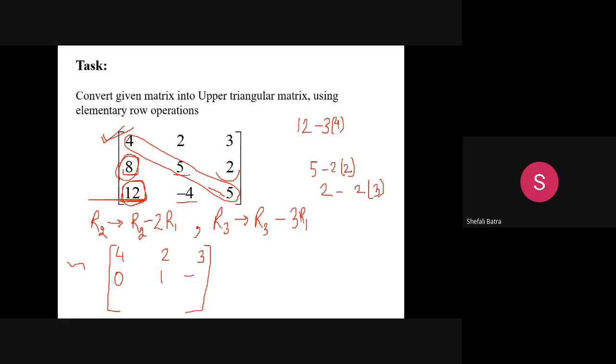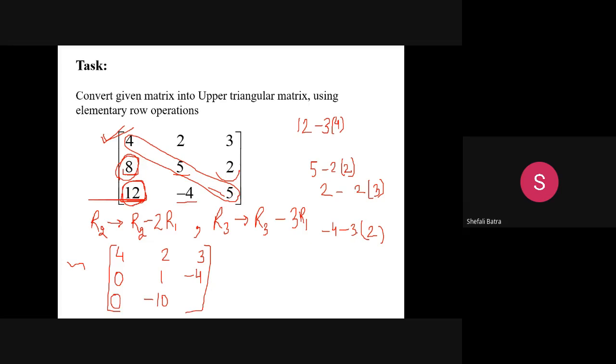That is minus 4. Now come to row 3. This entry would be 0: 12 minus 4 into 3, 0. Now what is this entry? Minus 4 R3 minus 3 of R1, that is 2. So it is what? Minus 6 minus 4, that would be minus 10.